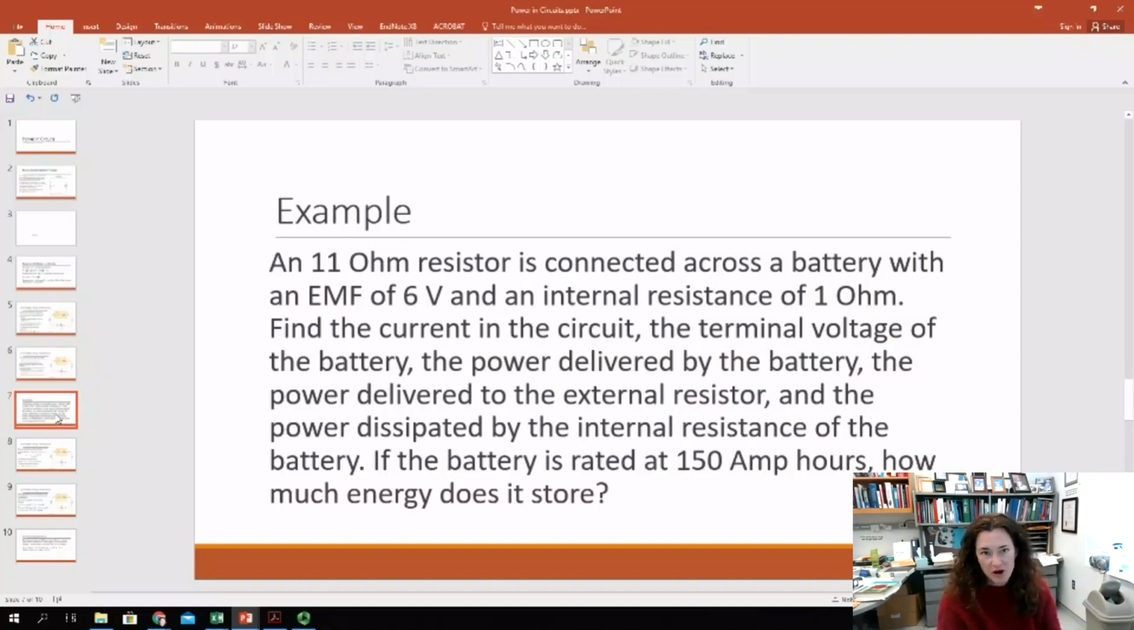Let's do an example problem with this. Let's say that we have an 11 ohm load, or an 11 ohm resistor, connected across the battery. The battery has an EMF of 6 volts, but it's got an internal resistance of 1 ohm. So let's find the current in the circuit, the terminal voltage of the battery, the power delivered by the battery, the power delivered to the external resistor, the power dissipated by the internal resistance of the battery, and if the battery is rated at 150 amp hours, how much energy does it store?